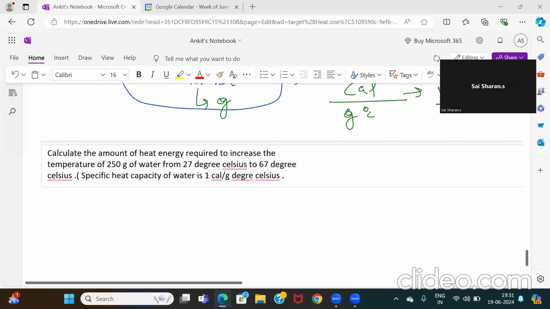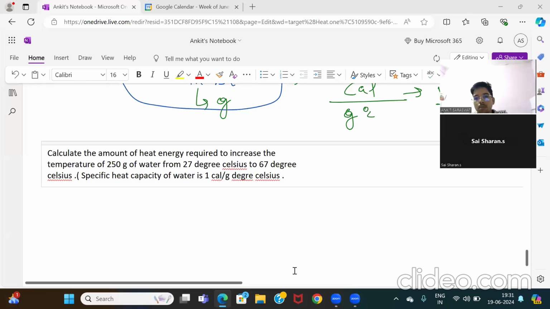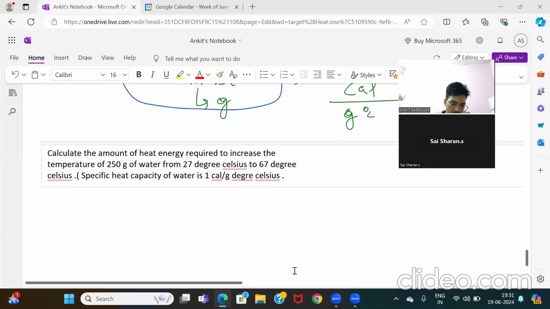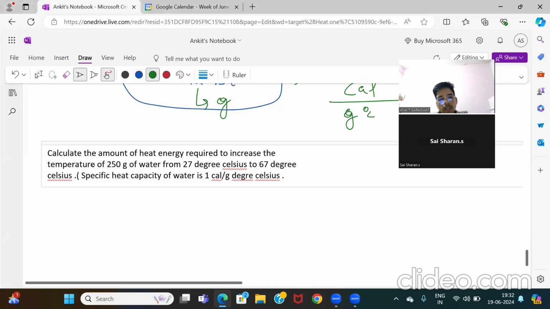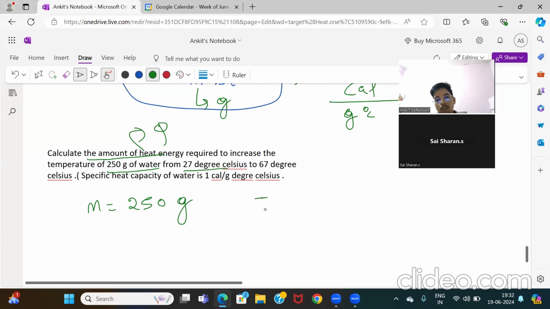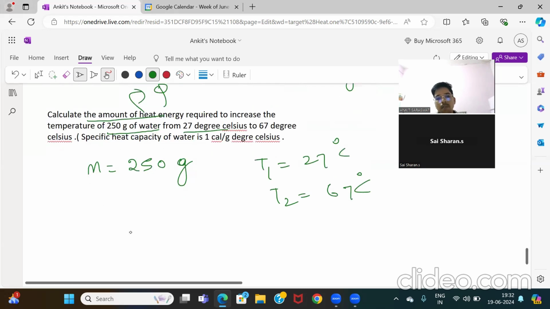Solve this. Can you solve? I will explain, because I am giving time to you, because I always give time to my students. Let them try first, then I will explain. For example, see this question. They are asking to calculate the amount of heat energy Q to raise the temperature of how much water? Mass is given, how much? 250 gram, from T1 initial 27 degrees Celsius to T2 67. Specific heat is given, S is equal to 1 cal per gram per degree Celsius. Clear?